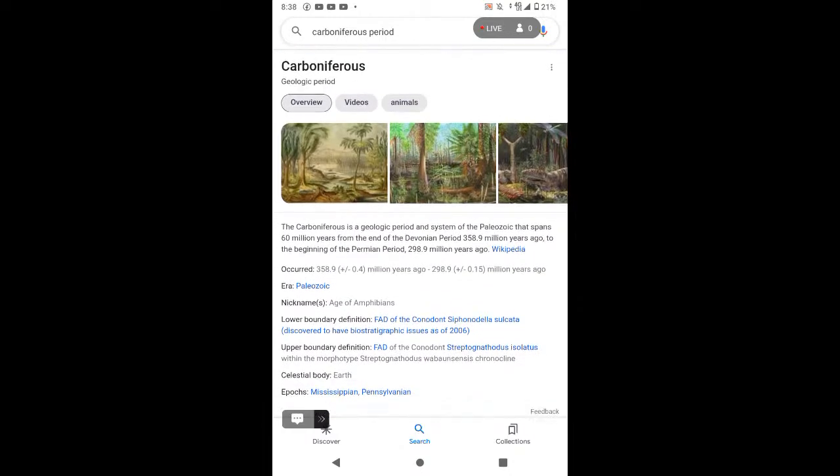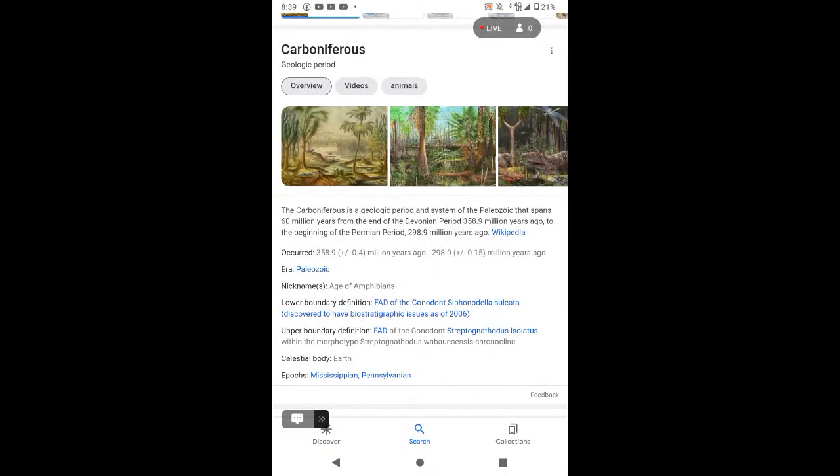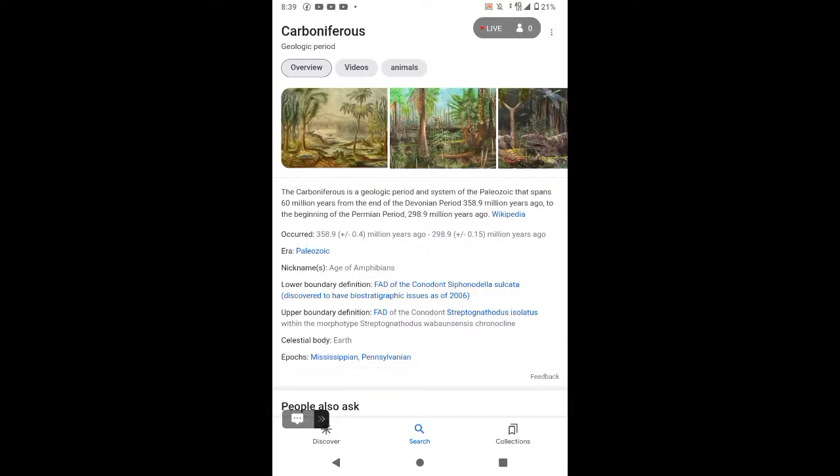Carboniferous period is a geological period and system that spans 60 million years from the end of the Devonian period, which was 358.9 million years ago, to the beginning of the Permian period, which was 298.9. And boom, it's also the age of the amphibians.